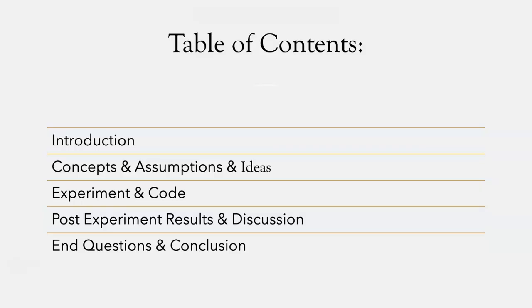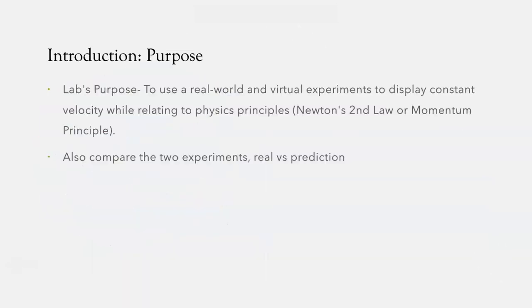The slides are divided into the following 5 sections: introduction, concepts, experiment, post-experiment, and then questions. The purpose of this lab is to use a real-world and a virtual experiment to display constant velocity while relating to physics principles, these being Newton's second law or the momentum principle. The two experiments will also later be compared against each other in a line graph.